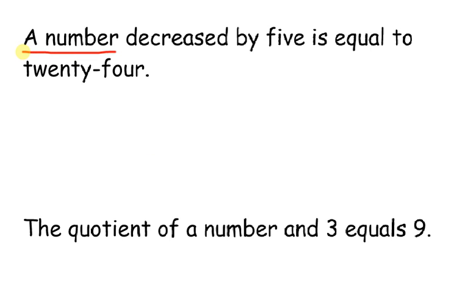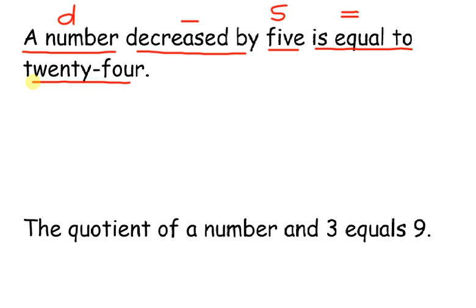A number, let's use d. Decreased by, that's minus, 5, the number 5, is equal to, that means equals, 24. Now this is a subtraction one, but we will not have to flip it because it's saying a number decreased by 5, which means 5 is being taken away from this number. So d minus 5 equals 24.